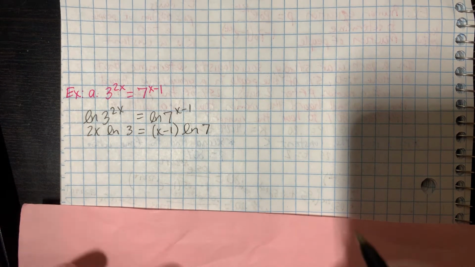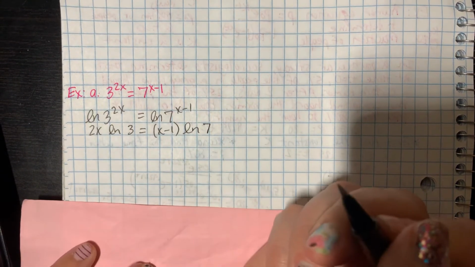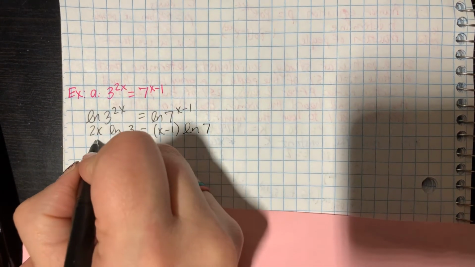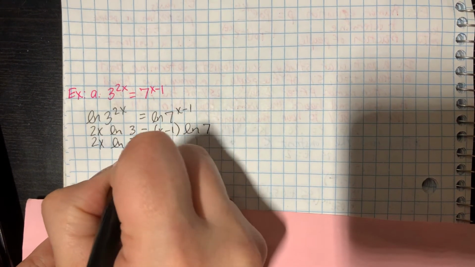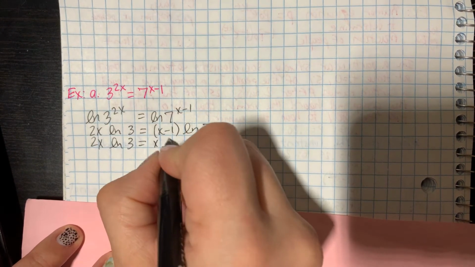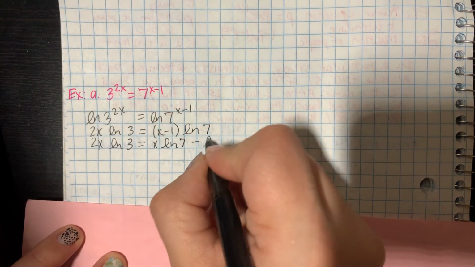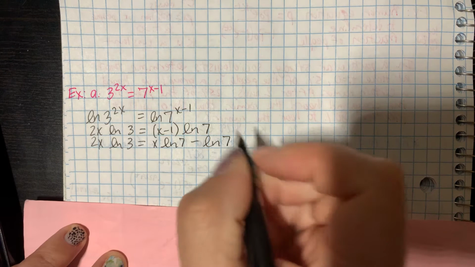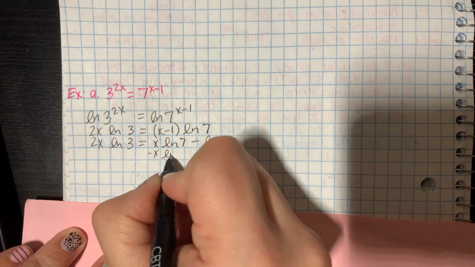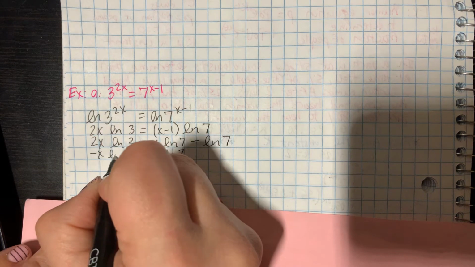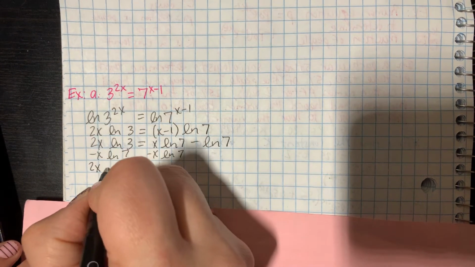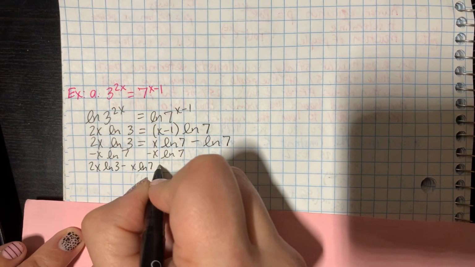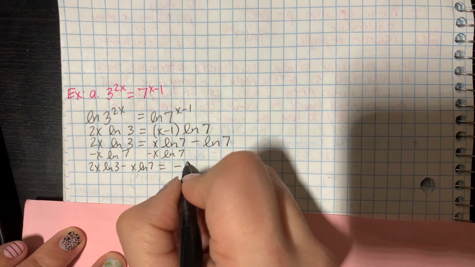Okay. Honestly, instead of adding a bunch of numbers and decimals, I would just leave them in their ln form, and then you can just punch it into a calculator at the end. So I'm going to have to distribute here. So I'm going to have x ln of 7 minus ln of 7. Okay. I want to get all the x's on the same side. So I will move this. So I'll have 2x ln of 3 minus x ln of 7 equals negative ln of 7.